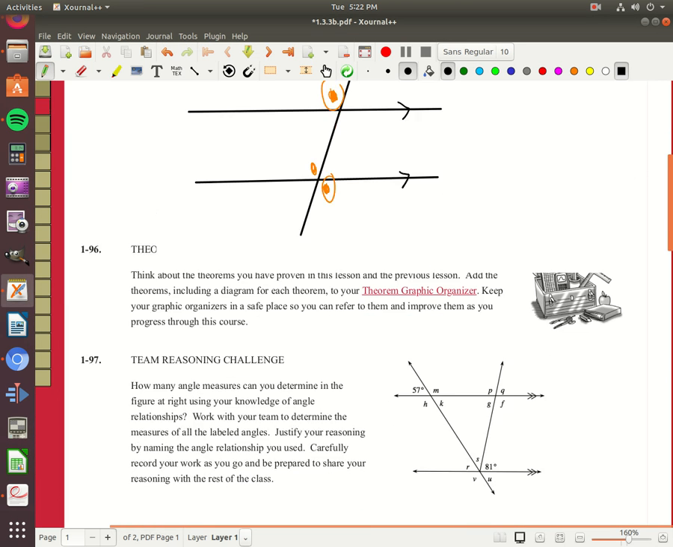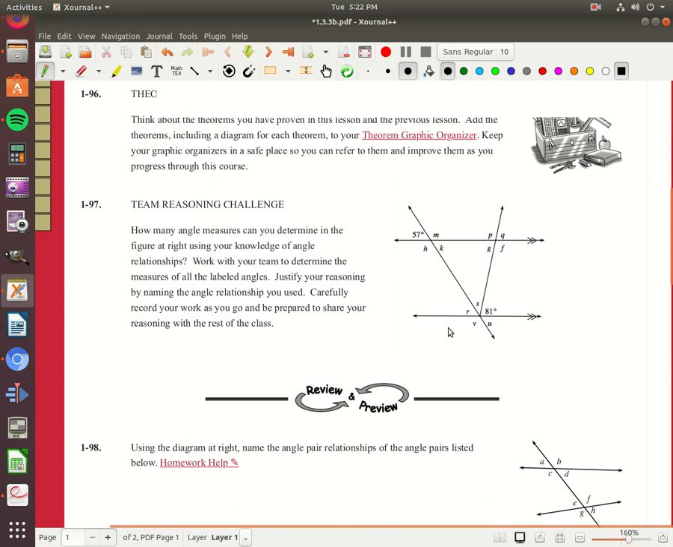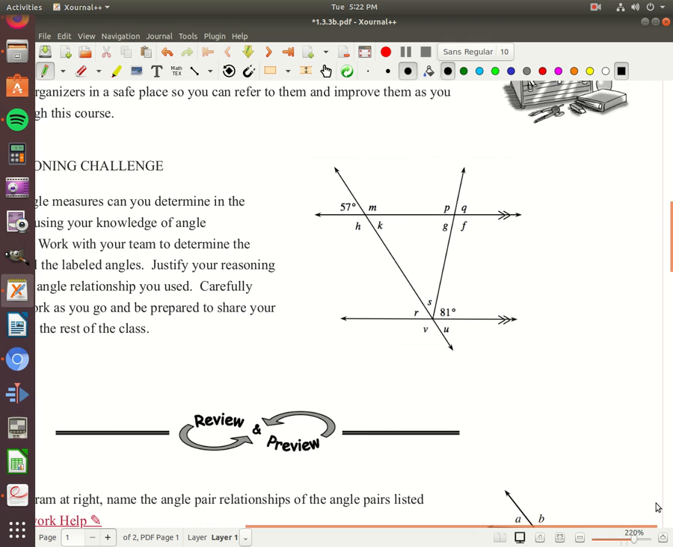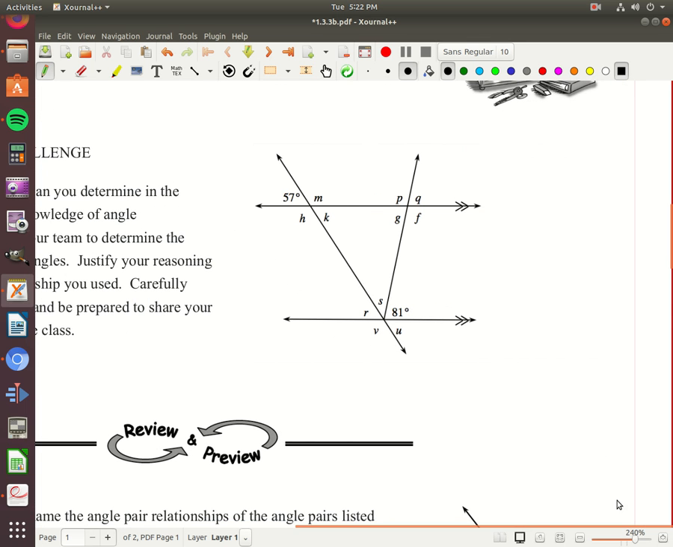Alrighty, so now it says the team reasoning challenge. Again, another fun lesson here. We're just going to try and fill in as much of this as we can. It's a little tricky to do this. My handwriting is going to fail me, and I'll do the best I can. Let's see what we come up with here.